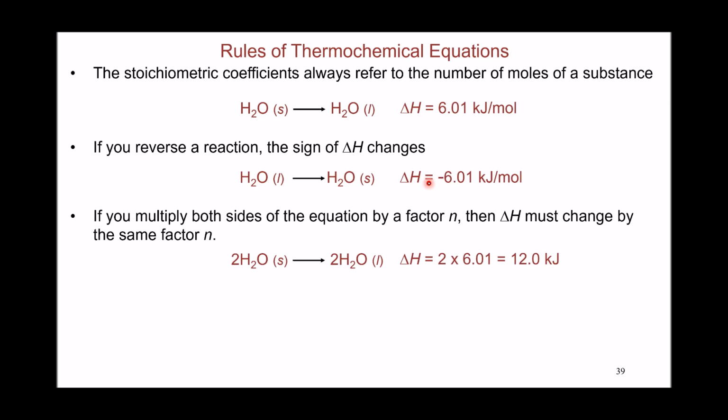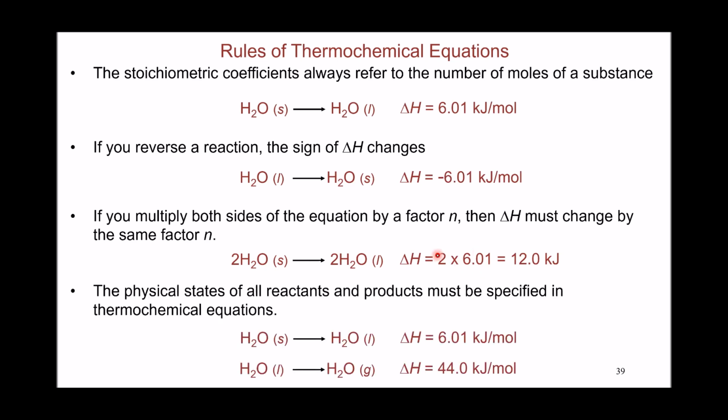The third rule is that if you multiply an equation times any factor, you have to multiply the whole equation times the same factor. So if you multiply the conversion here times 2, you have to multiply the amount of heat needed by 2 as well. And the last thing is that you have to pay attention to the physical states of the substances, because different physical states require different amounts of energy. If you produce water in the solid form, it is going to have different energy than water in liquid form, with a difference of 6 kilojoules per mole. And if you produce it in the gaseous form, it's going to have an even more significant difference.